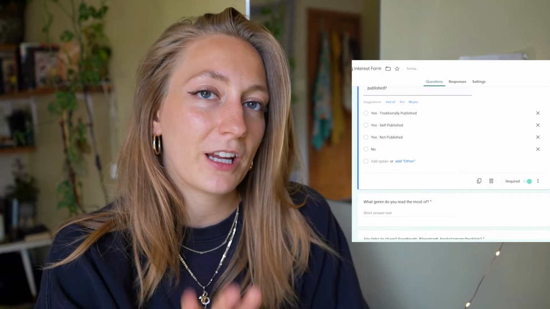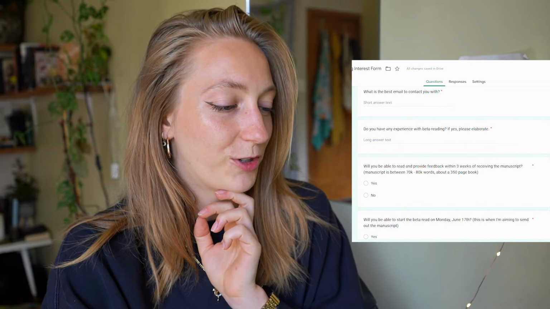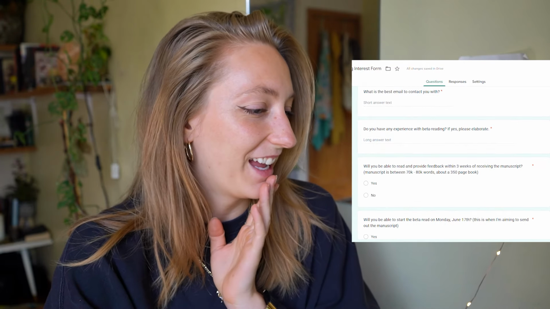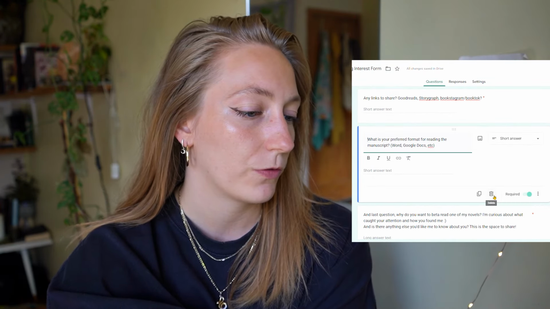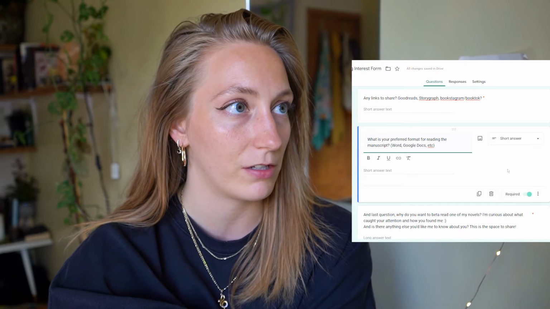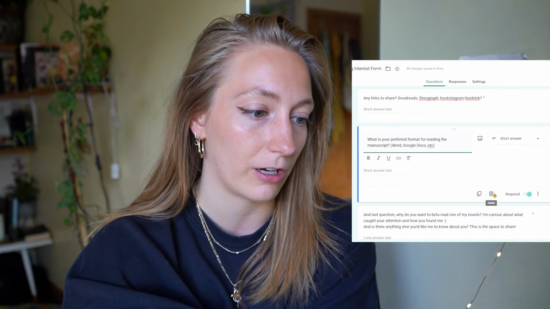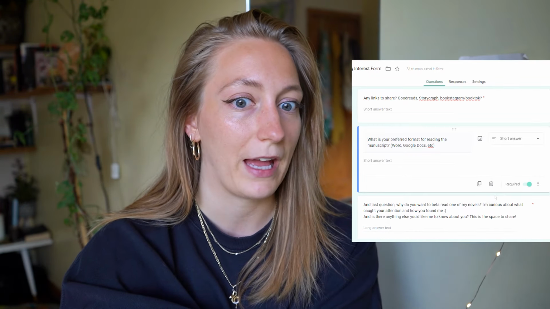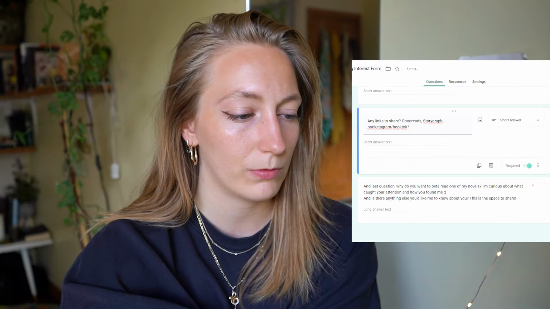Looking at her form has made me realize that I don't need all the questions that I have. And then I feel like preferred format is also maybe not necessary because I'll just ask them that when I pick the beta readers, because I don't particularly care what format I use. I can send it in Google, I can send it in Word.